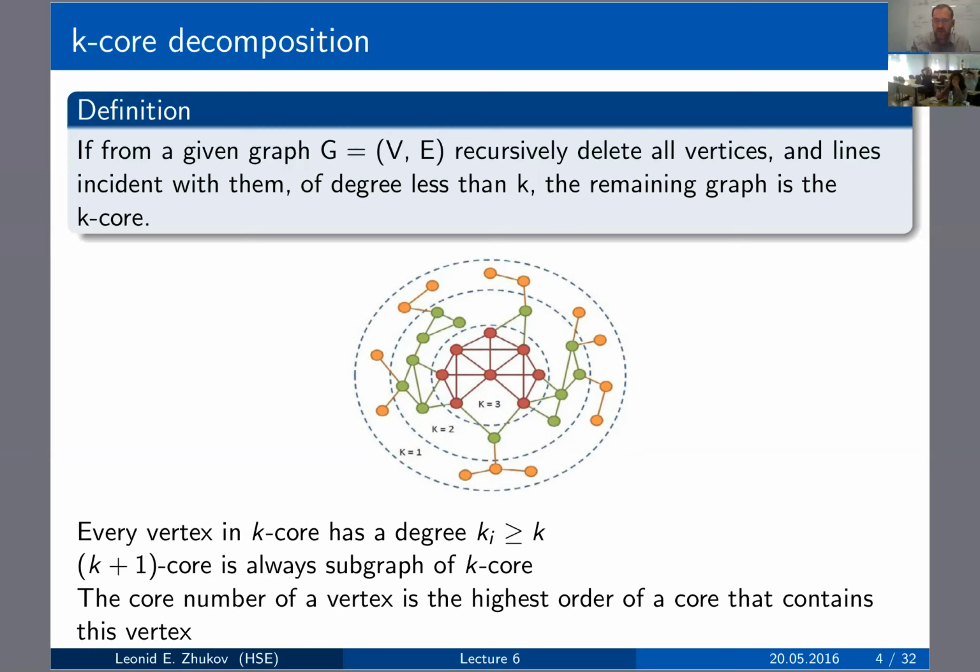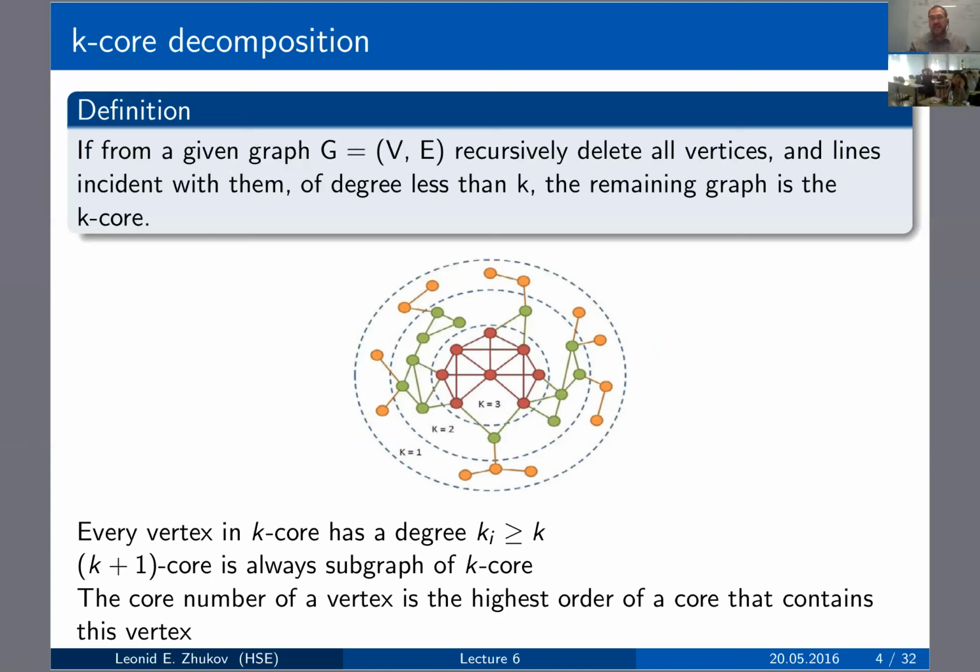When people talk about shells, they actually mean shell. So this is a shell equal to 1, which means all the nodes that belong to the core equal to 1, but do not belong to the core equal to 2. This is a shell of degree 2, where all the nodes belong to the core 2, but do not belong to the core 3, and so on. Okay. So this recursive procedure allows us to build either cores or shells.